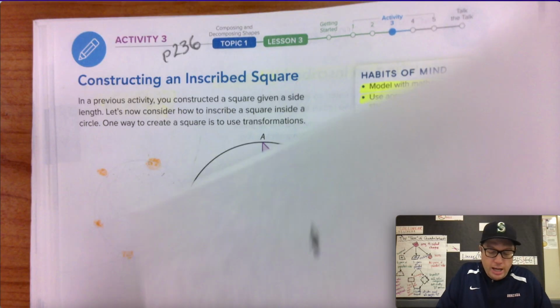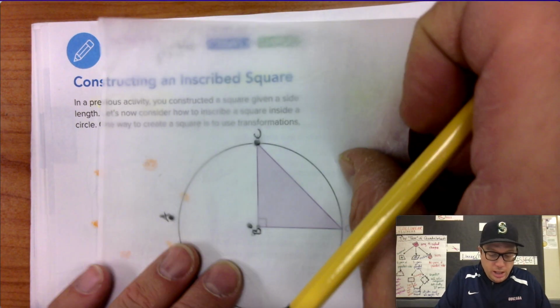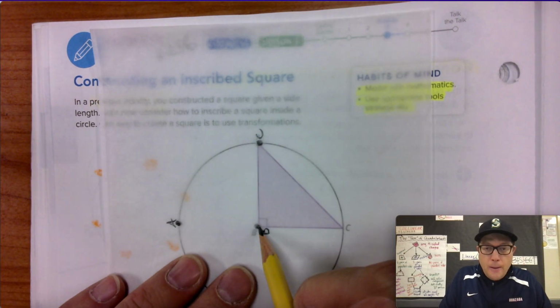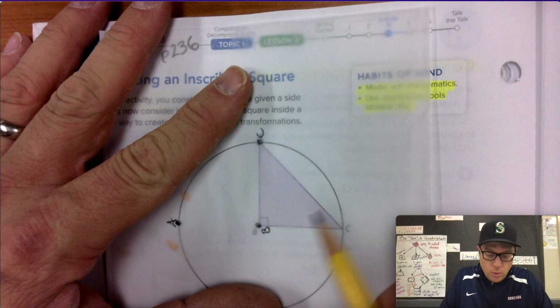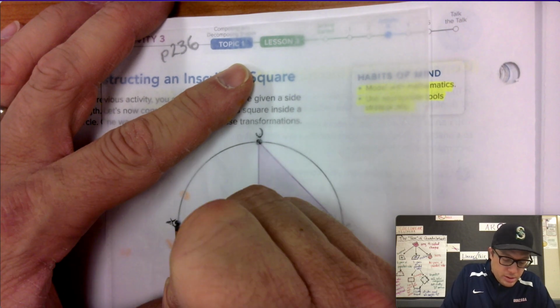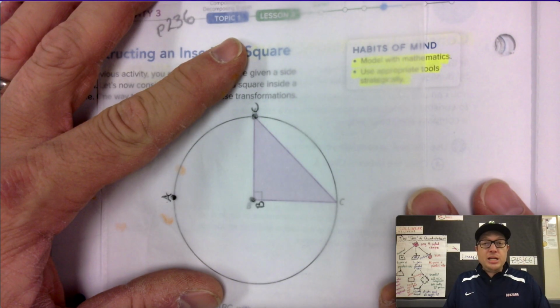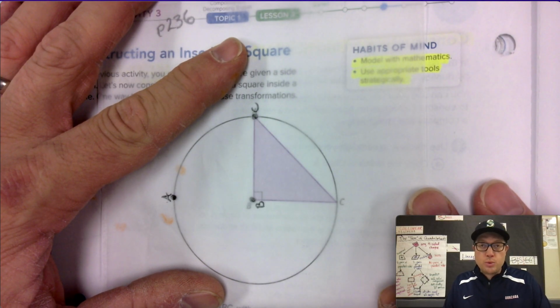I brought in a piece of paper to use as a backstop. And then I'm going to literally just do a rotation. Keep the center B in the same spot. We're going to rotate C to A, which means that A is going to rotate over here to a point we'll name in a minute. That's a 90-degree counterclockwise rotation.